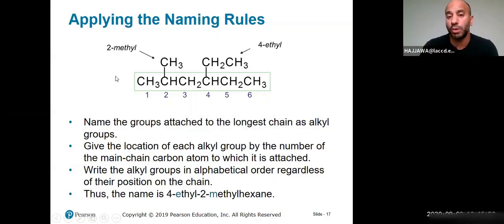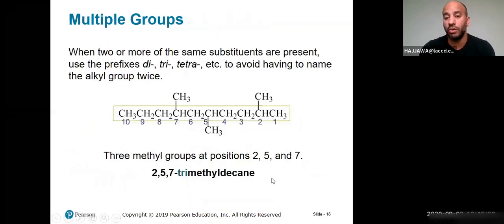And I have 2 substituents. I have a methyl and ethyl. So ethyl will show up first. So I'm going to have 4-ethyl, 2-methyl hexane. This is important to keep in mind, that you're always going to have to list the substituents alphabetically.